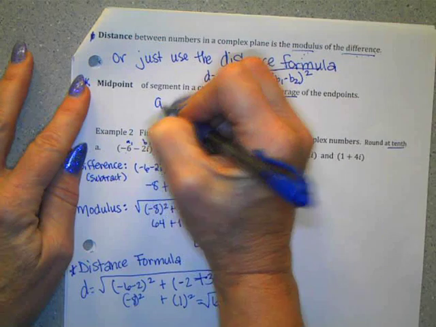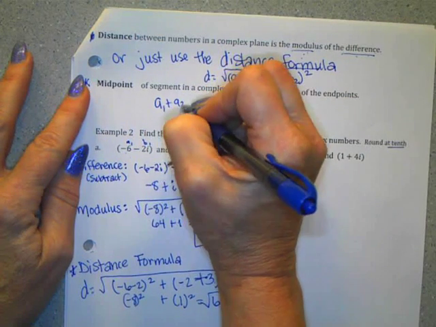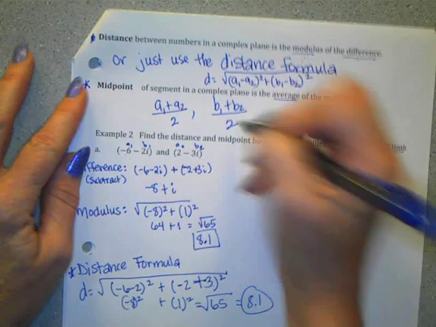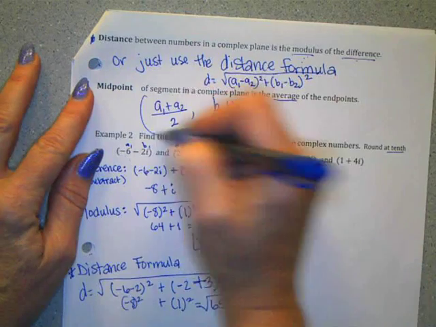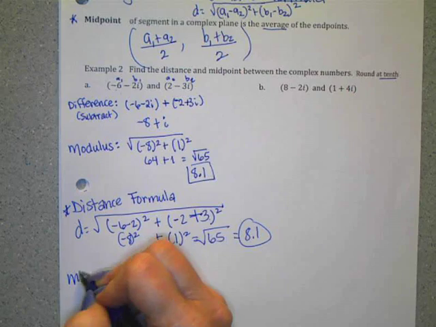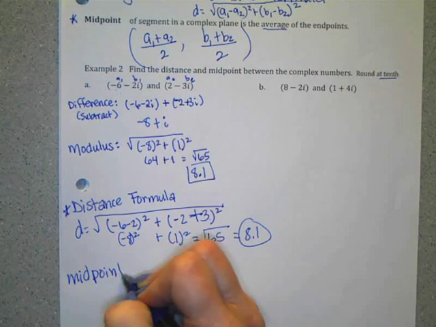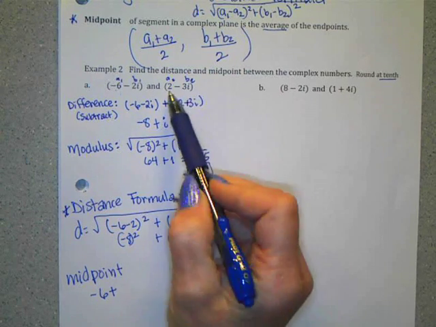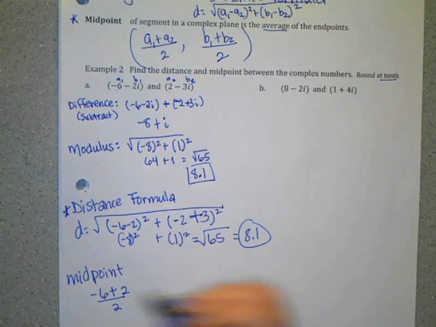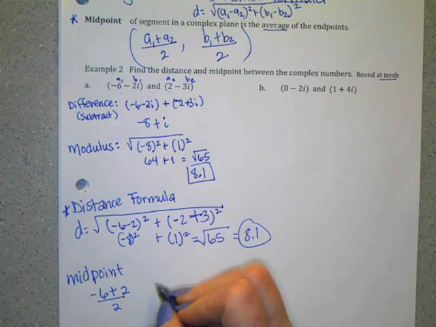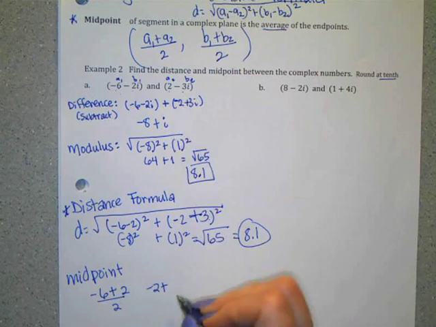So instead of x's, it's a. So we'll add our a's and divide by 2, and then we'll add our b's coefficients and divide by 2, right? Because we're finding the average, and that will be my ordered pair. So let's do our midpoint. So I have a negative 6 plus, remember it's always addition in between, 2 divided by 2. And then for my complex, or my imaginary piece, I have my negative 2 plus, and my b here is negative 3 over 2.